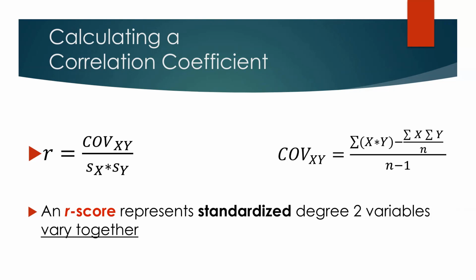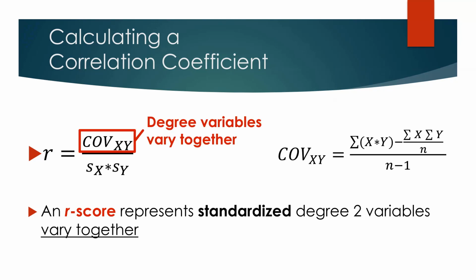So let's learn how we can actually calculate this coefficient. The way that you would calculate R is you take the top part, which is called covariance, divided by the bottom part, which is the standard deviation of your X variable times the standard deviation of your Y variable. Now, an R-score, as I said earlier, represents the standardized degree two variables vary together. It's always standardized. It's always going to fall on a range of -1 to 1.